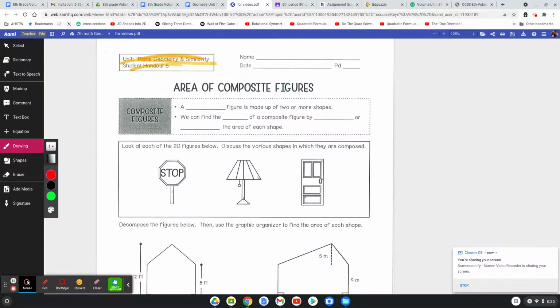Okay, so we know how to find the area and perimeter of all the figures separately. So now we're going to find the area of composite figures. A composite figure, I'm going to write the word composite in here, is made up of two or more shapes. We can find the area of a composite figure by adding or subtracting, like when we have to find the shaded area, or subtracting the area of each shape.